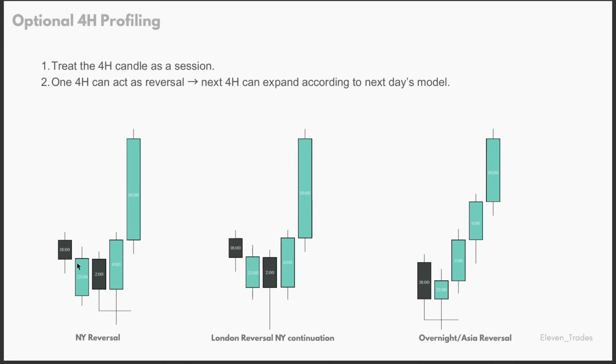For example, New York reversal, we have 18 candle, 22 candle, and 2 AM. These are kind of consolidating and creating small range candles. Then going into the New York session, we are reversing up to the London lows, and then we are expanding higher. So what does it mean?